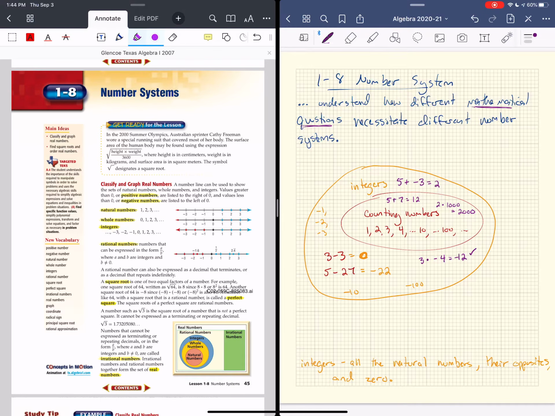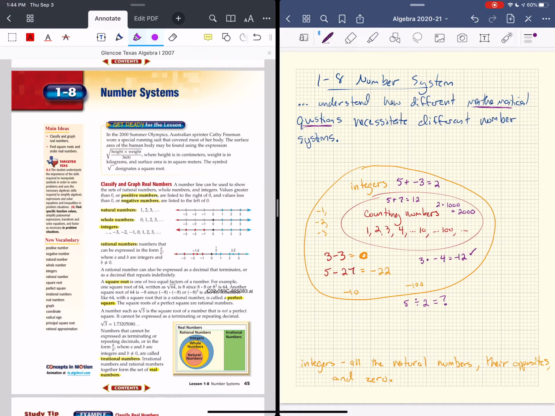But then, of course, we want to ask a question like, well, wait a second, what about, say, 5 divided by 2? Now, how am I supposed to answer that using the integers? I can't, because 2 doesn't go into 5 exactly some number of times. It goes in a little bit less than 3 times, but a little bit more than 2.